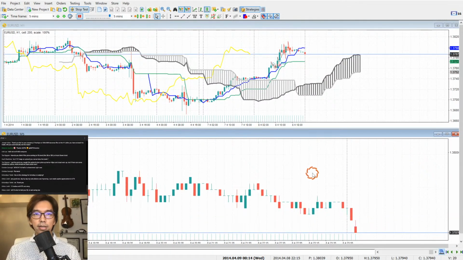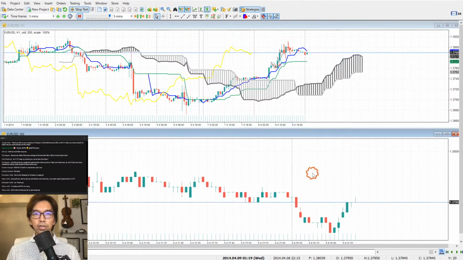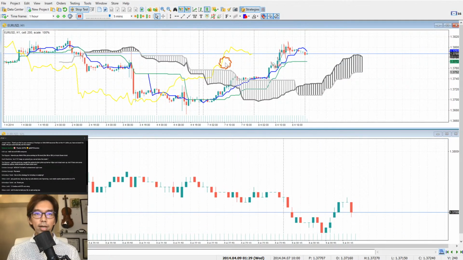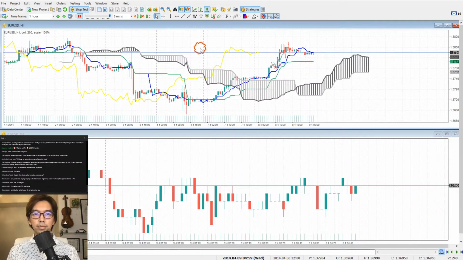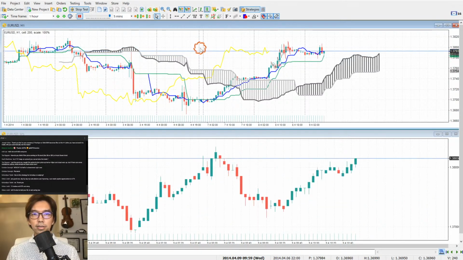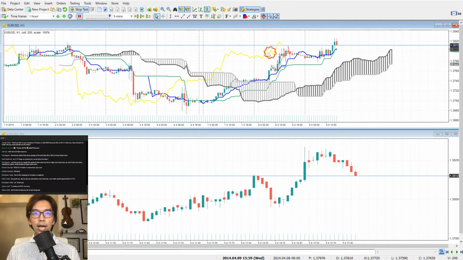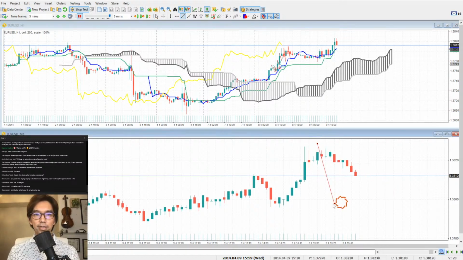So let's see. Yeah, it slopes down. All right, let me run by 1 so that we can go faster. Okay, now it's going up again. So we can take a Kumo trend line breakout. So there's one that's happening right now in 5.